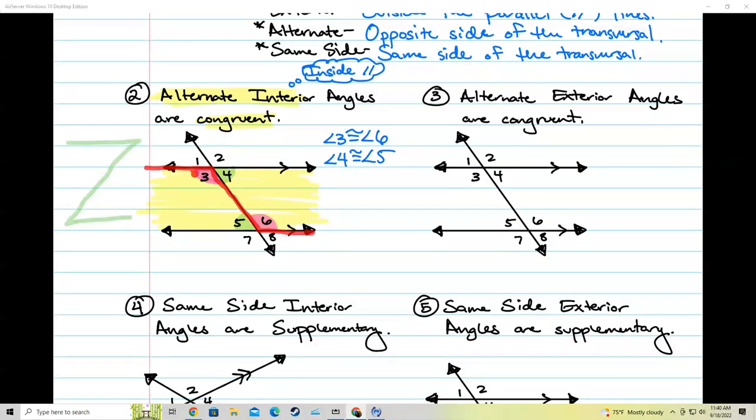And what angles does it catch? It catches angle 3. It catches angle 6. So therefore, they are alternate interior angles. Okay, so we got those set. Let's take a look at the next one.